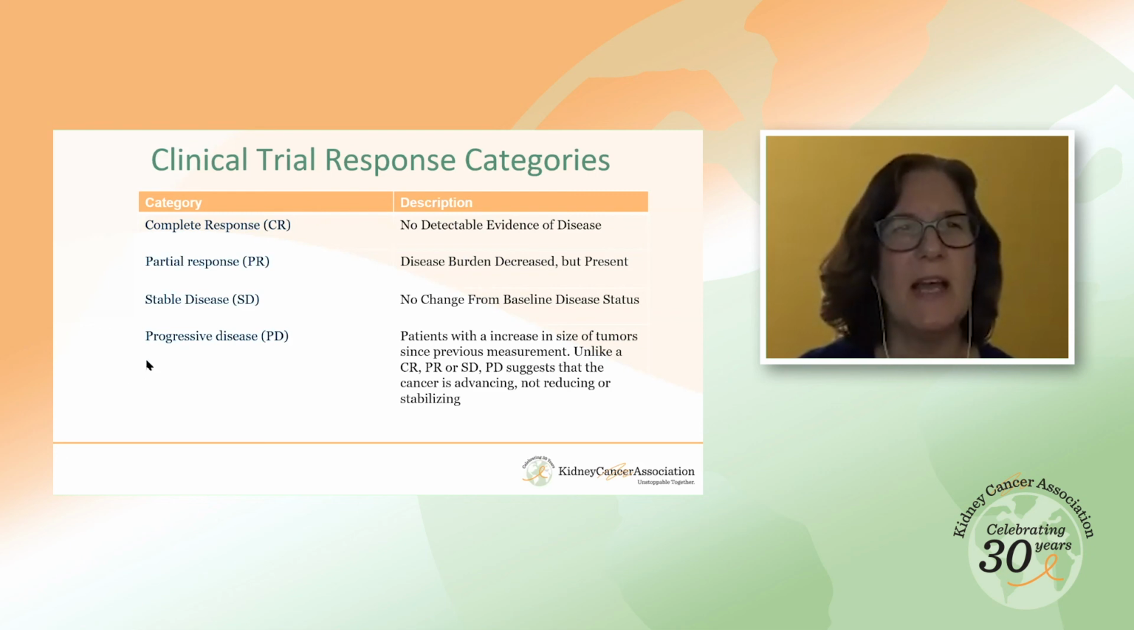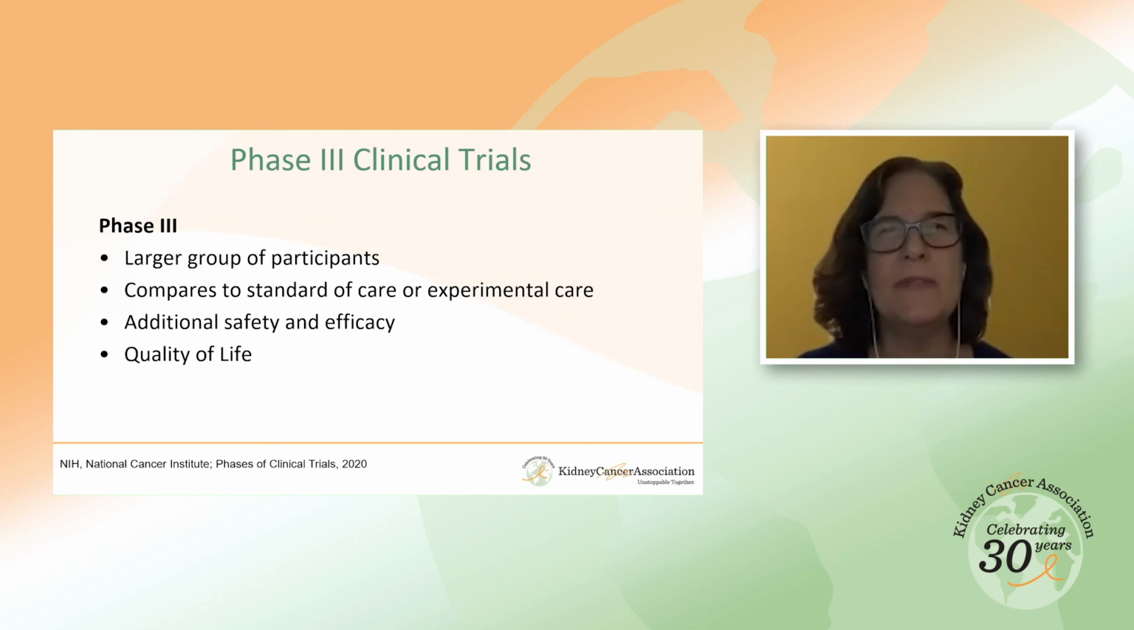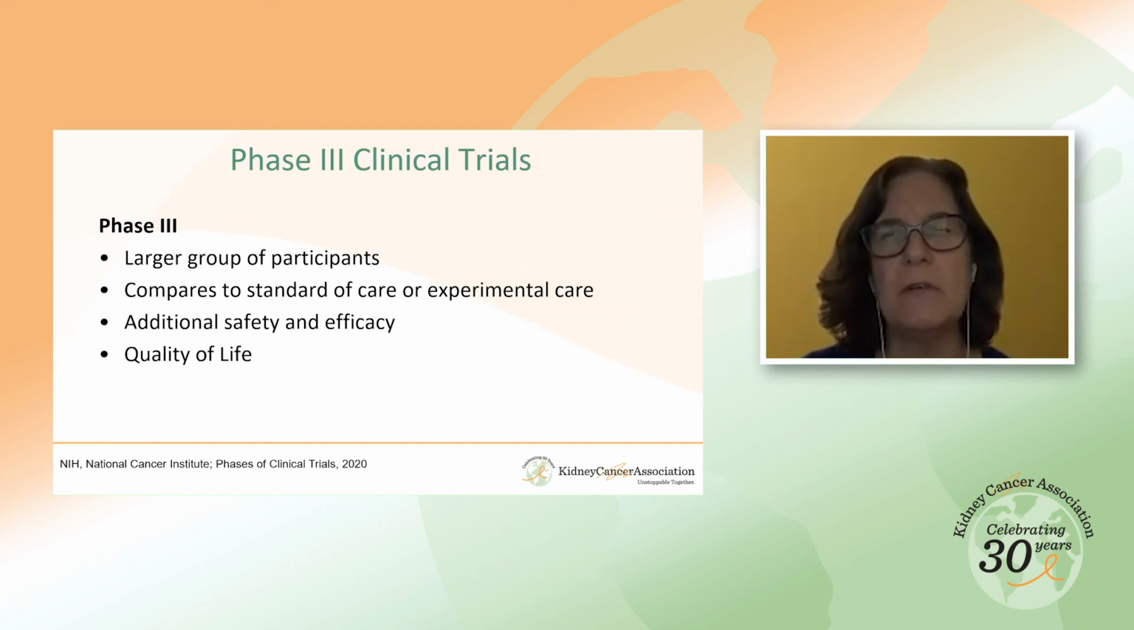The next slide, phase 3 clinical trials will accrue approximately 1,000 people and upwards, usually shared among institutions in order to accrue that many people. Phase 3 trials are conducted to determine efficacy of a drug or treatment by comparing the intervention to other standard or experimental interventions.